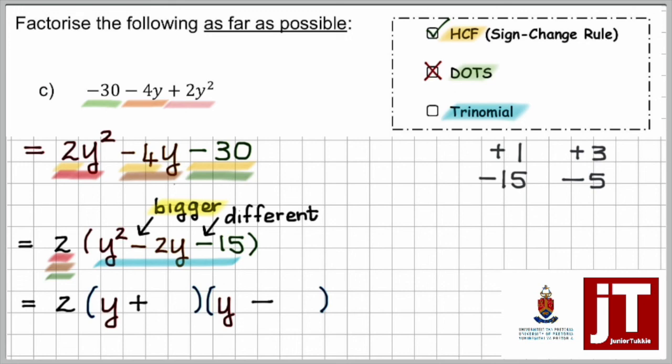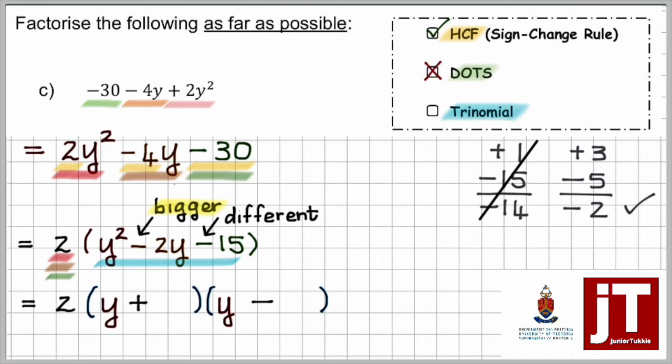Now we need to see which set of factors, when added together, will produce that negative 2, the coefficient on the second term. We start off with positive 1 minus 15. That gives us negative 14. Negative 14 is definitely not negative 2, so that set of factors will not work. Let's now try the other set of factors. Positive 3 minus 5 gives us negative 2. We now have the set of factors that we can use.